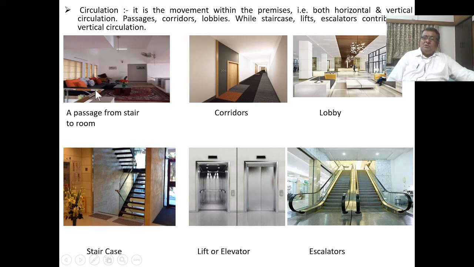This is a passage from the stair to the room. Generally we observe corridors in hotels, and also in schools and colleges. Corridors mean a space to move from one room to another. Then a lobby is the space where visitors can wait for their work to be over. We can observe lobbies in hotels, cinema halls, airports.